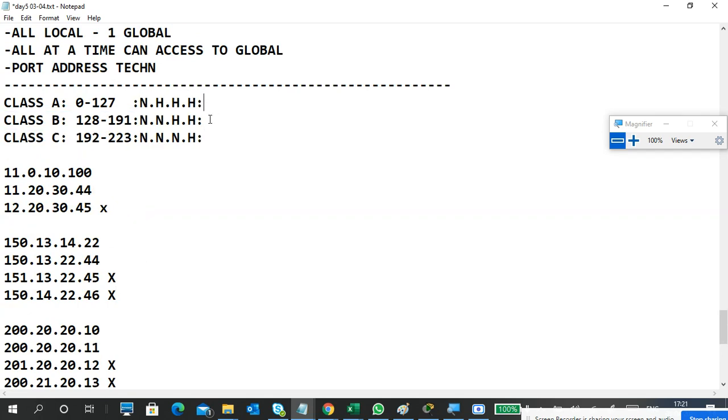Based on this, they also give a default subnet mask. How does our system understand which network you belong to, what your network portion is and what your host portion is? To define that, they give a subnet mask. This is a subnet mask based on your network and host portions.